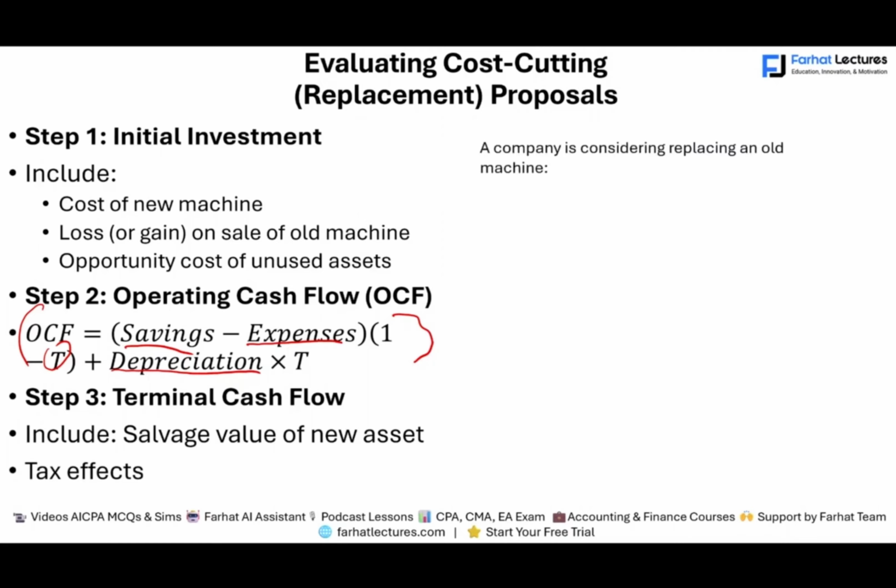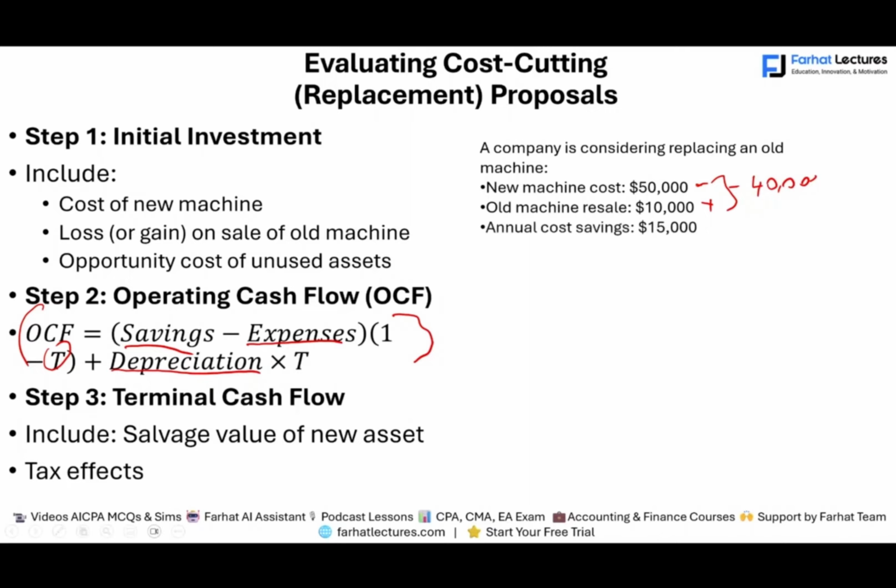A company is considering replacing an old machine with a new one. The new machine would cost $50,000. The old machine resale is $10,000. Okay, so we have to pay 50, but we're going to get 10,000 initially. So hopefully the net cost is 40,000. Net cost is 40,000 today.